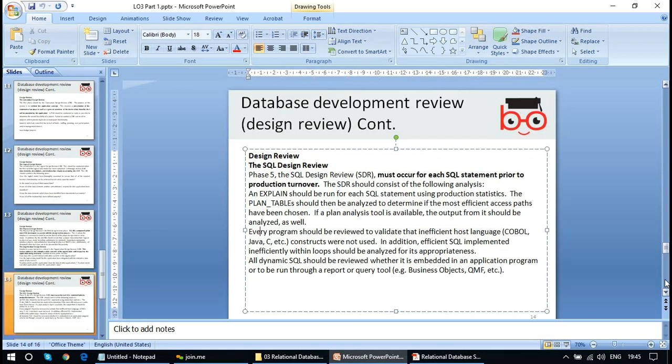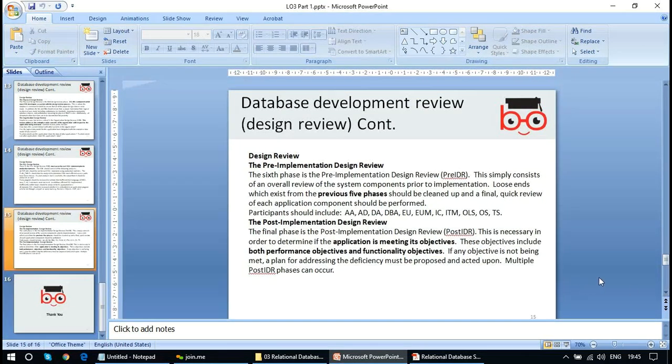So it really depends on which tools are given, like explain plan tables, and these tools may be used. The design review also includes the pre-implementation design review, like the previous phases, as well as an overall review of the system components to the implementation. Loose ends which exist from the previous 5 phases should be cleaned up, and a final quick review of each application component should be performed.